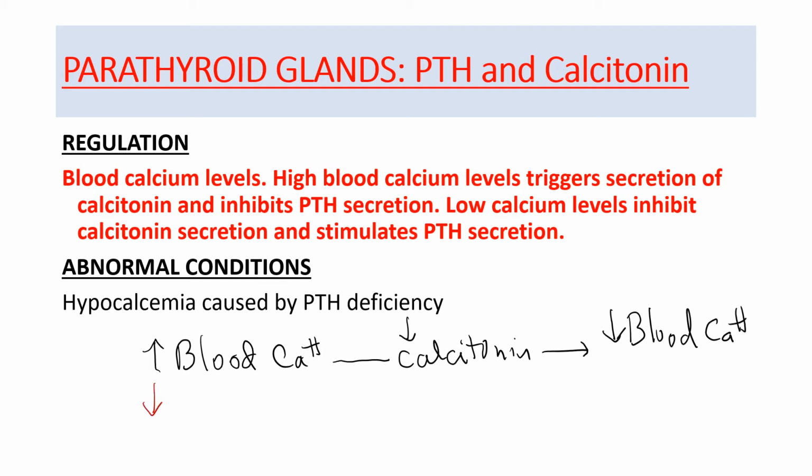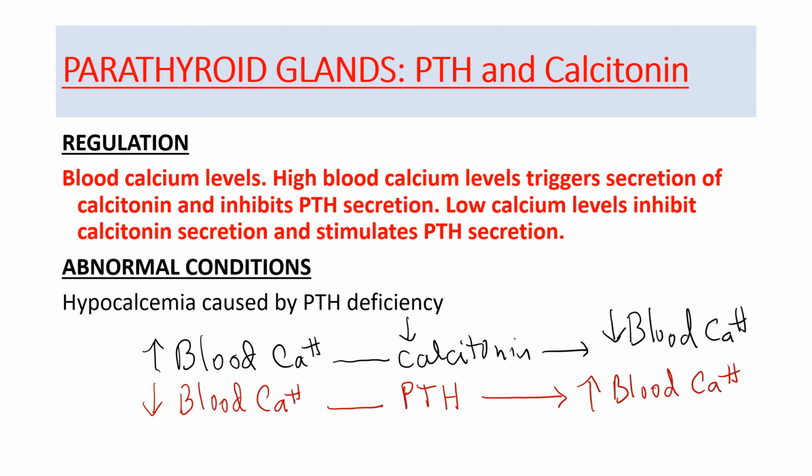If blood calcium levels are abnormally low, the condition will trigger the parathyroid gland into secreting parathyroid hormone. The final effect of PTH will be to increase blood calcium levels back to normal levels. So the effects of calcitonin and PTH are to return calcium levels back to homeostasis.